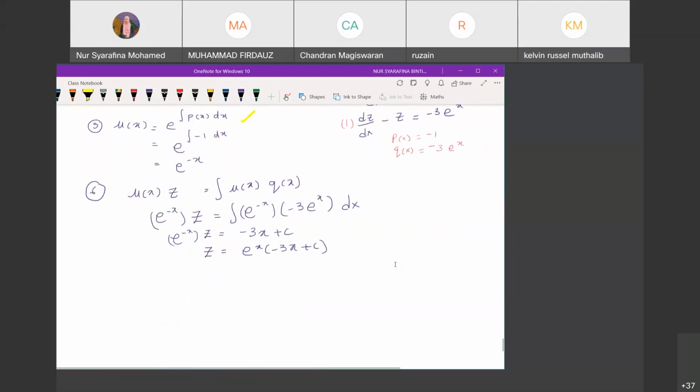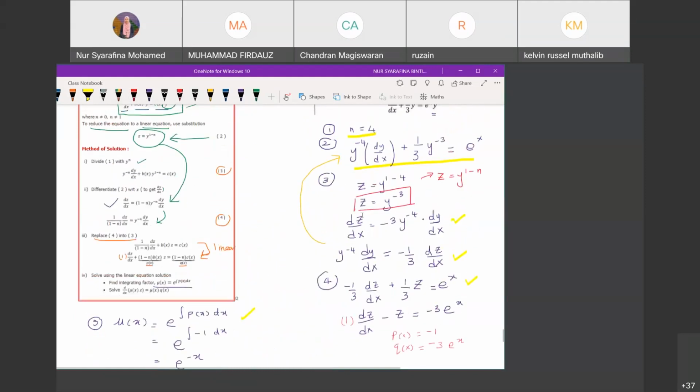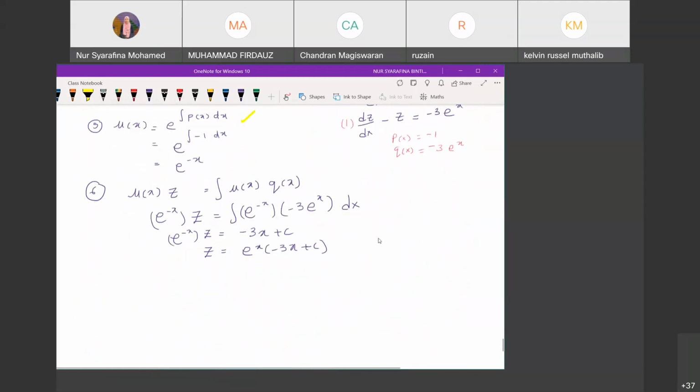Okay, and this is z, right? So remember to substitute back. What is z again? z is y to the power of minus 3. So z equals y to the power of minus 3 equals e to the power x minus 3x plus c. Alright? Clear? Yes, Radha. So this is how you find the solution of Bernoulli equation. Okay. Anyone has question?